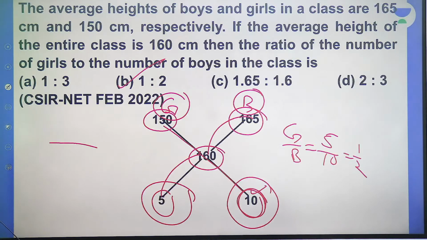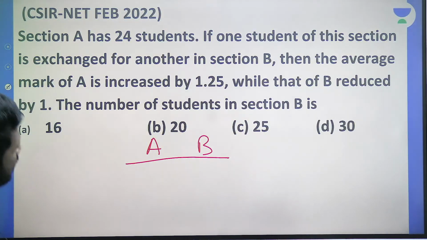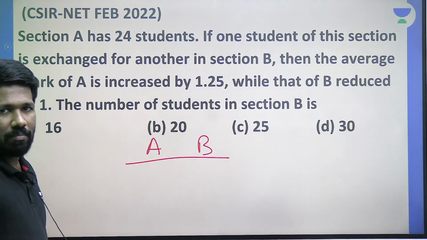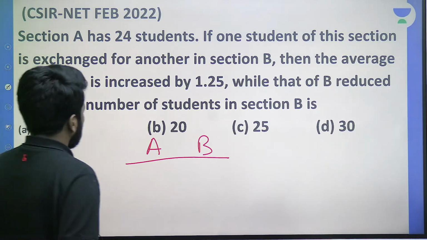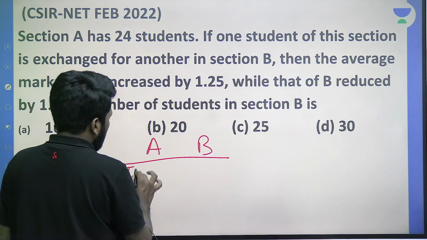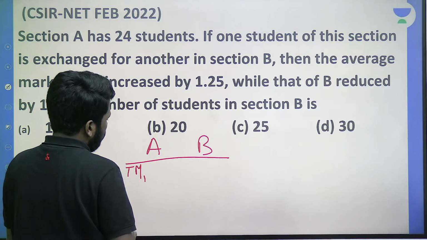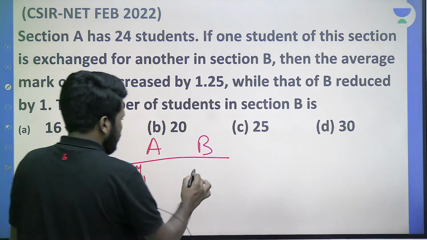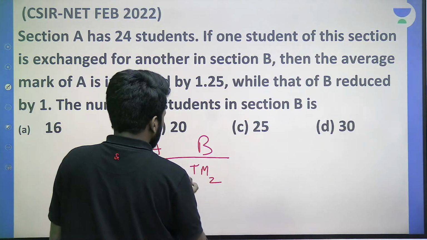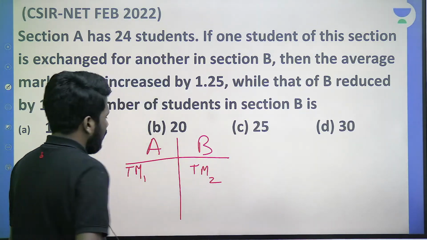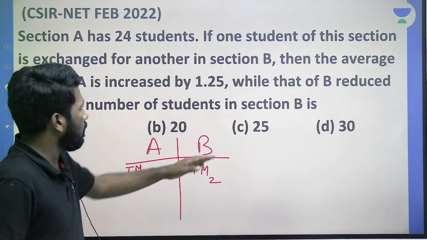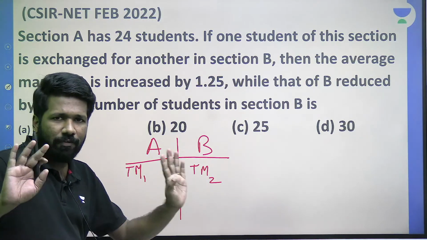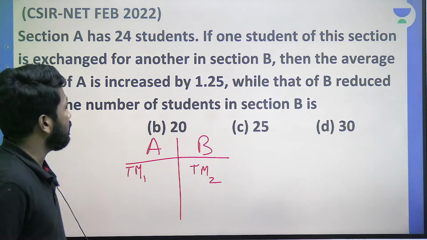Sum of observations means all students together, how much is the mark? For example, I am calling the total mark TM. For A it is TM1 and for B it is total mark 2. The total mark of A is total mark 1, and the total mark of B is total mark 2. How much this total mark is affected, that only we will try to see.